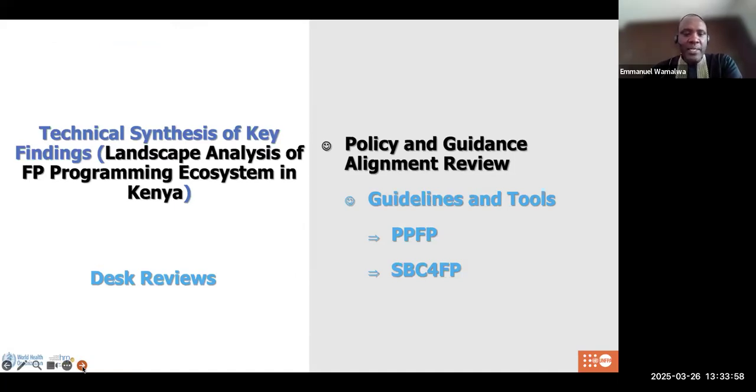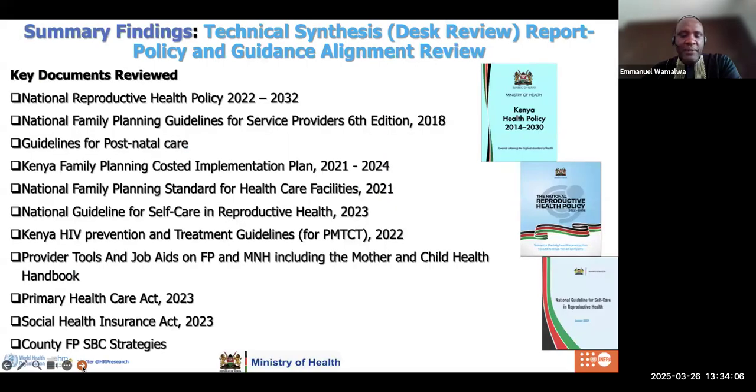The other important process that we went through was the desk review of policy and guidance documents. And these are just some of the policy documents reviewed, largely right from the health policy to specific policy and guidance documents within the family planning program.